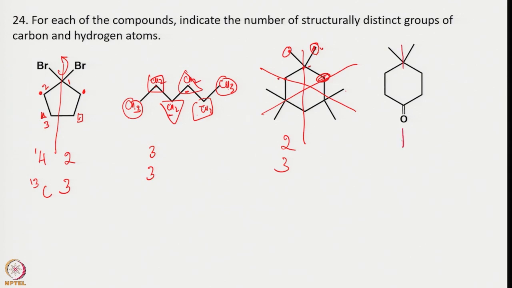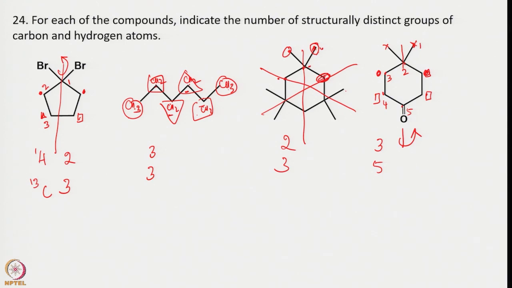Then here, again, you can see a C2 axis is there, and this will be identical, this will be identical, and then this is one more here. So that means here also you can see 3 signals. And then if you look into carbon, 1, 2, 3, 4, 5 different types of carbons you can expect here. So 5 different carbon environments are there. As a result, we are expecting 5. So this is the answer for these questions. The first one will show 2 distinct groups of hydrogen atoms and 3 distinct carbon signals.